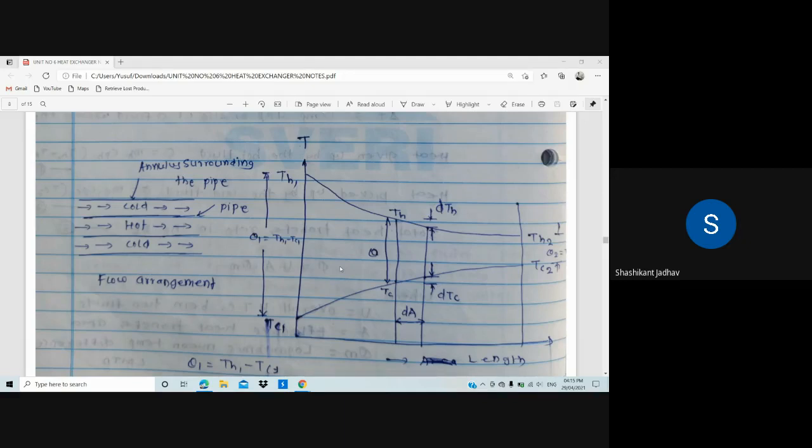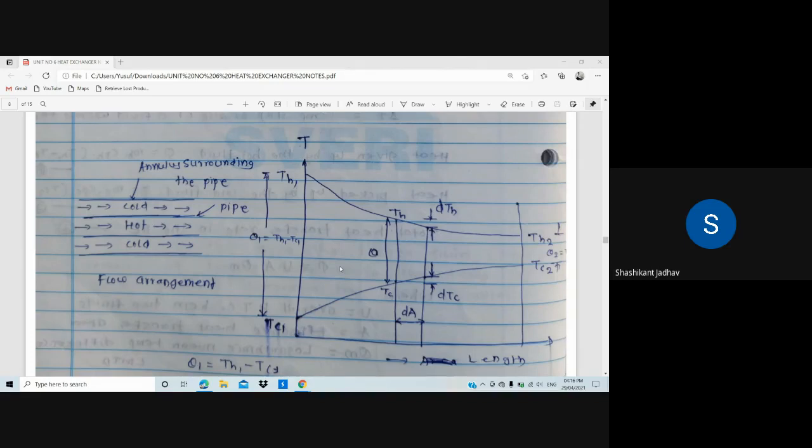That is the constructional diagram and the graphical diagram. What will be in the construction diagram? We know that in a parallel flow heat exchanger there is a pipe for the hot fluid, and at its surroundings there is a pipe for the cold fluid. Several pipes, hot, and at the periphery there is another pipe, and through that pipe cold fluid is moving, and the direction of hot fluid and cold fluid is the same.